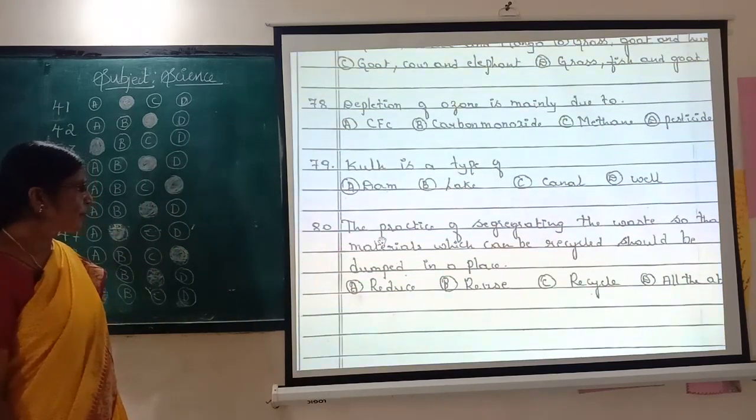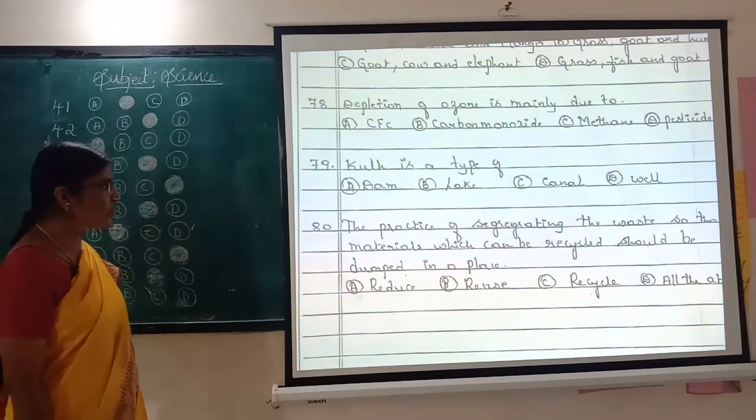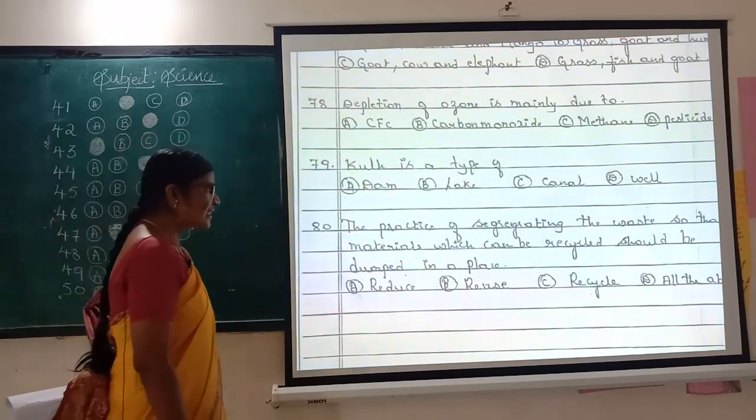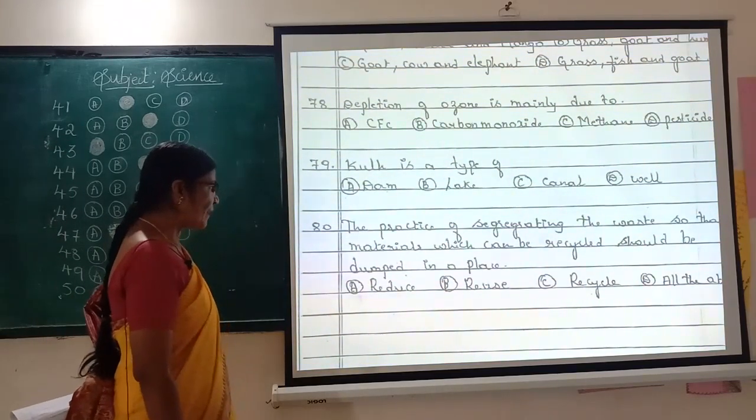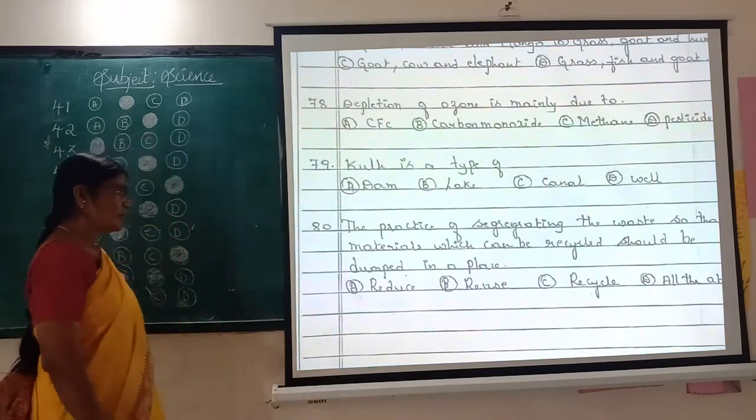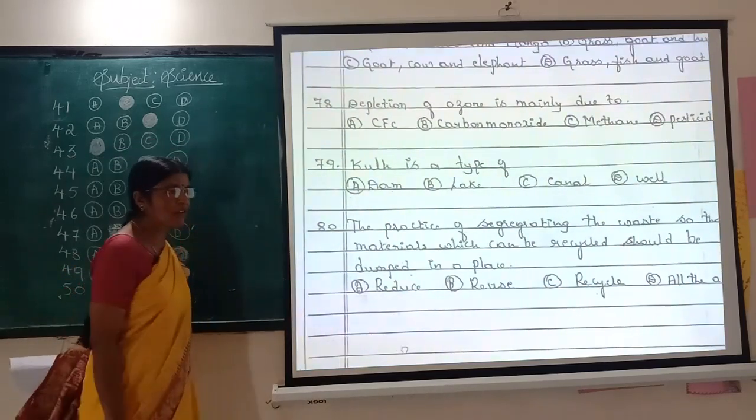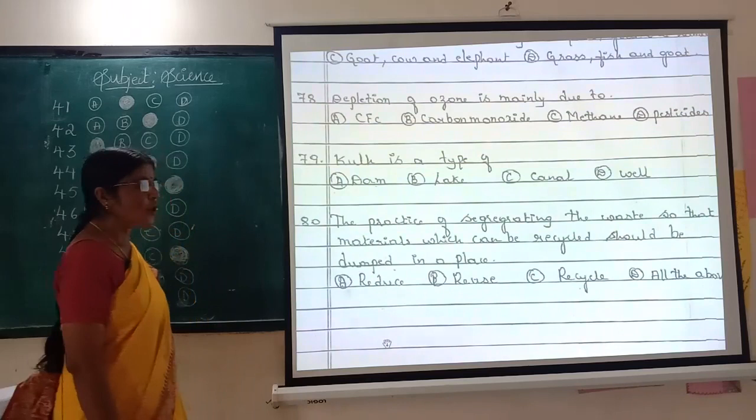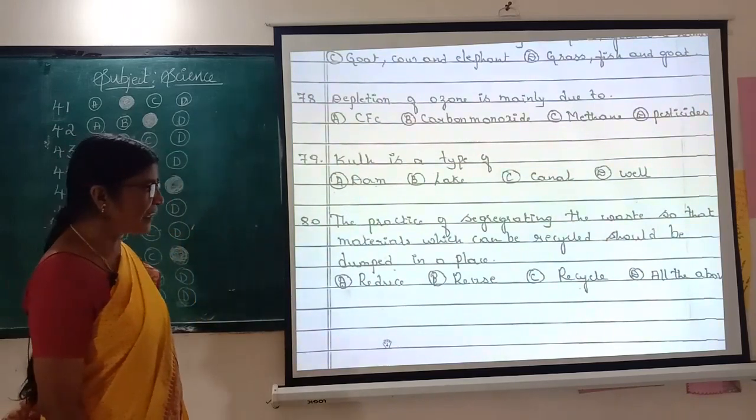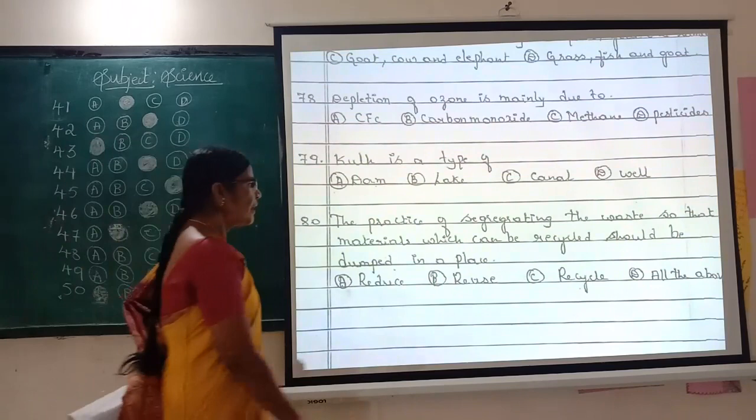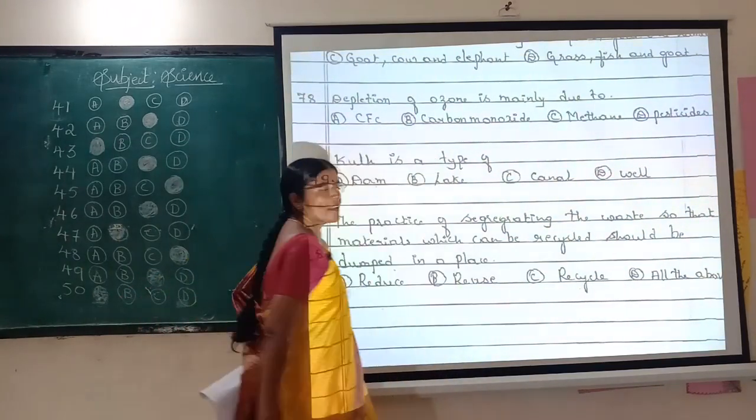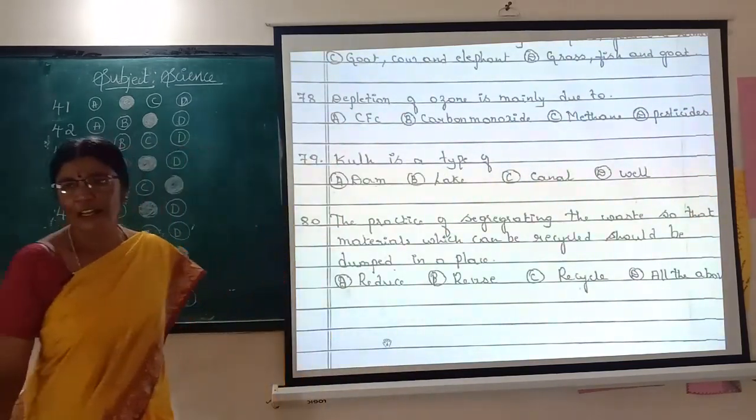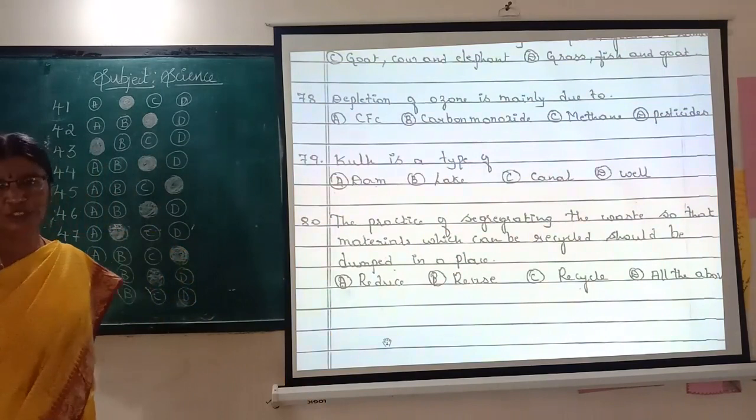88th question, children. Last question. The practice of segregating the waste so that materials which can be recycled should be dumped in a place. For this practice, what is the name given? Option A, reduce. Option B, reuse. Option C, recycle. Option D, all the above. In the question itself, they have mentioned recycle. So option C is the right answer, children. Recycle is the right option for the 88th question.